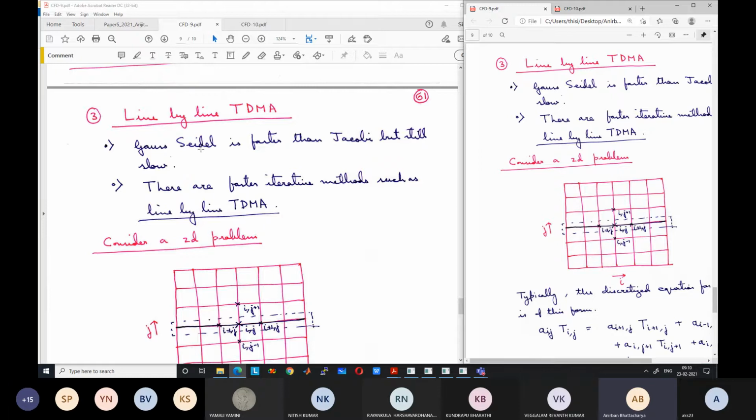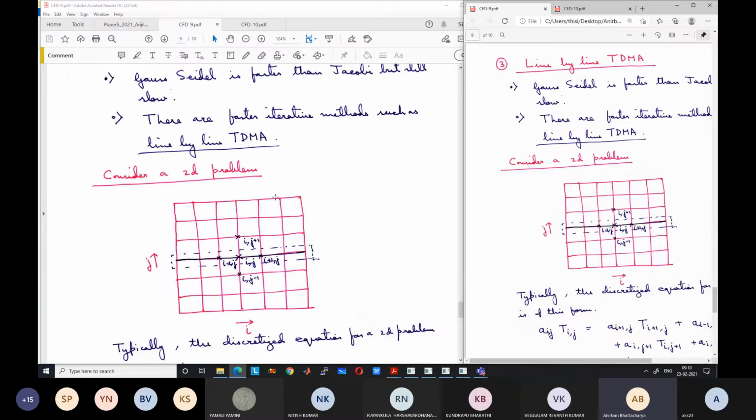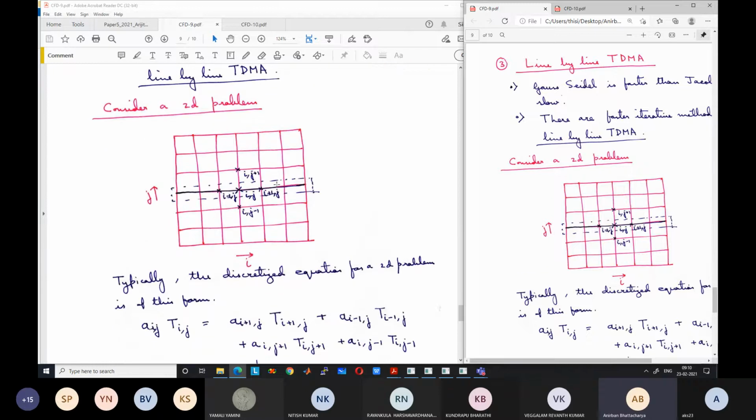Gauss-Seidel we have noted is faster than Jacobi, but still actually is a slow method. We will not prove it, we will just discuss that line by line TDMA is much faster than the other two methods, because it directly solves for a line and quickly passes the information from the boundary to the interior parts of the domain. Okay, let us see how this method works.